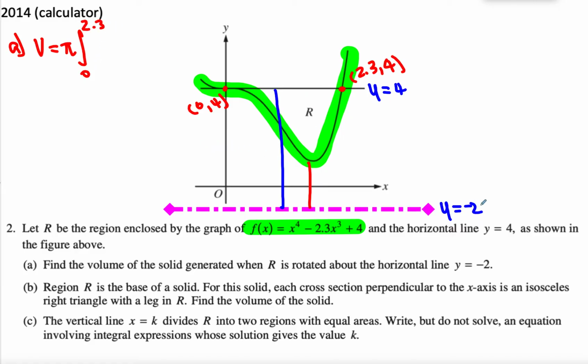And then the outer radius was 6, because 4 minus negative 2, so we get 6 squared, minus the inner radius, which is what? f of x minus negative, so we get plus 2 squared dx. So that's basically what we end up getting. Now I'm going to put this one into the calculator and see what happens.